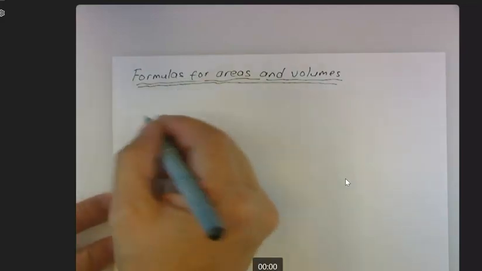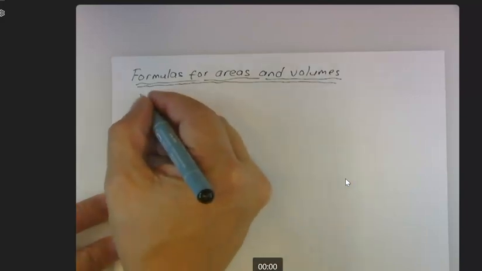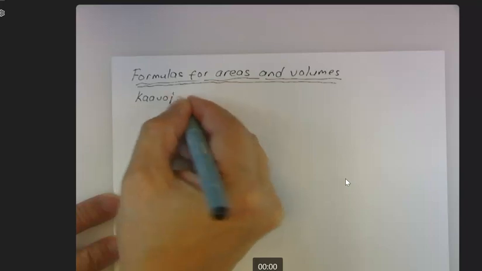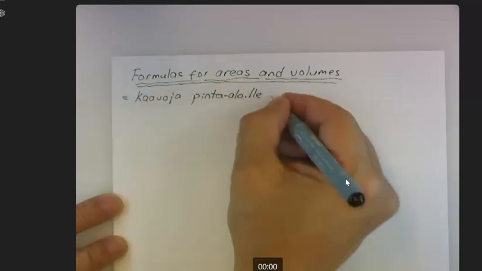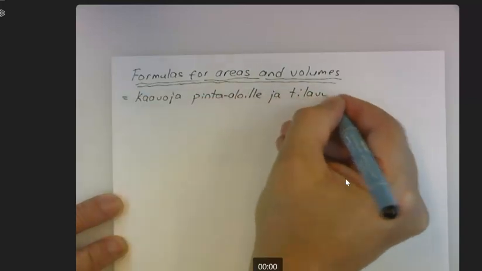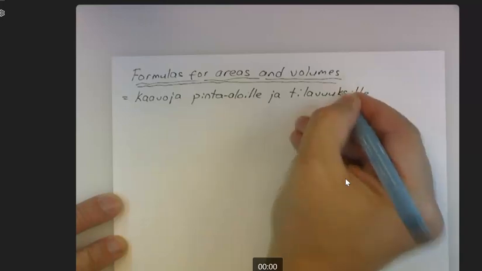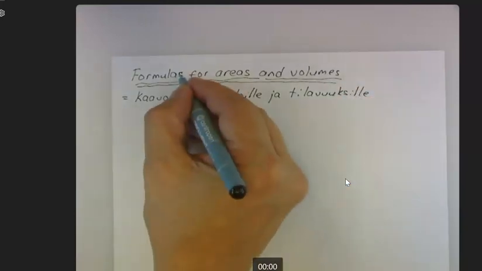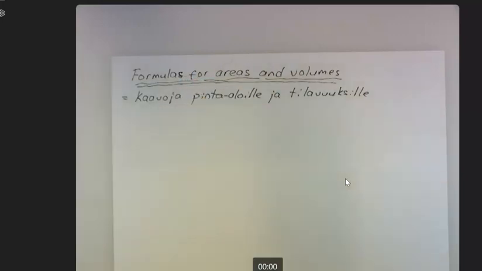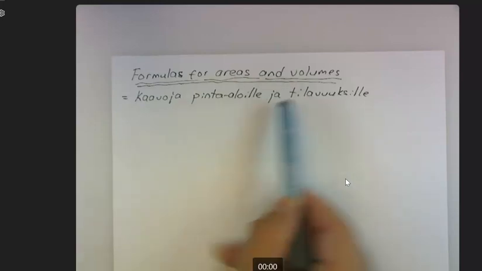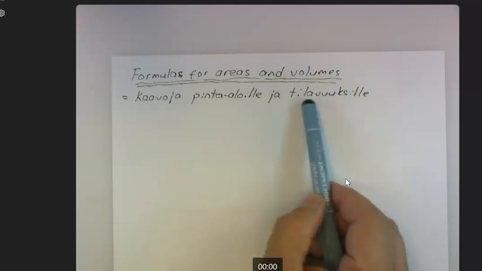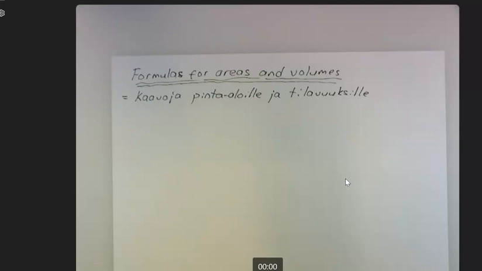If I translate this in Finnish, it would be kaavoja pinta-aloille ja tilavuuksille. Kaavoja, kaava is formula. Kaavoja is plural form of formulas, for areas, pinta-aloille, and ja volumes, tilavuus. Tilavuus is same as volume.